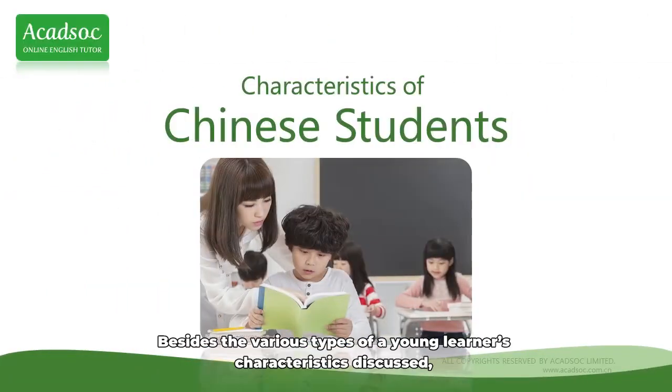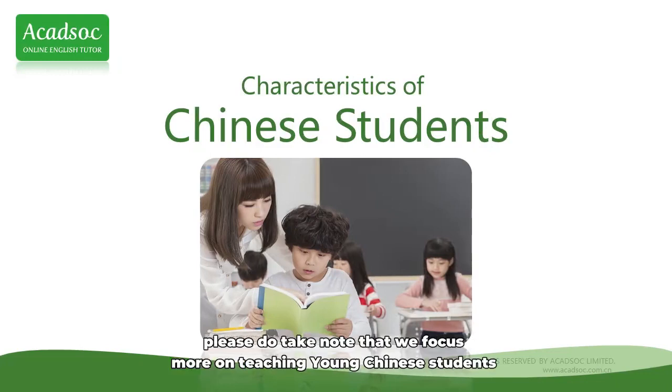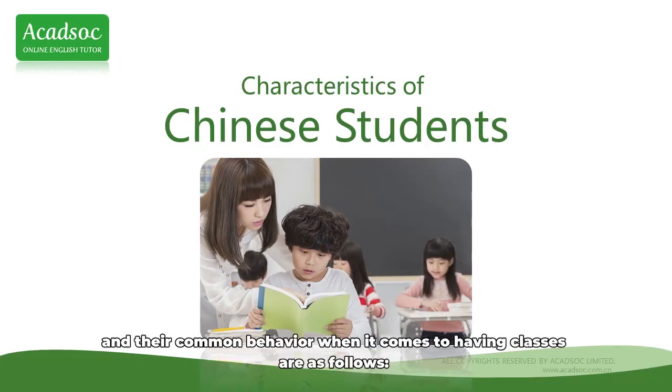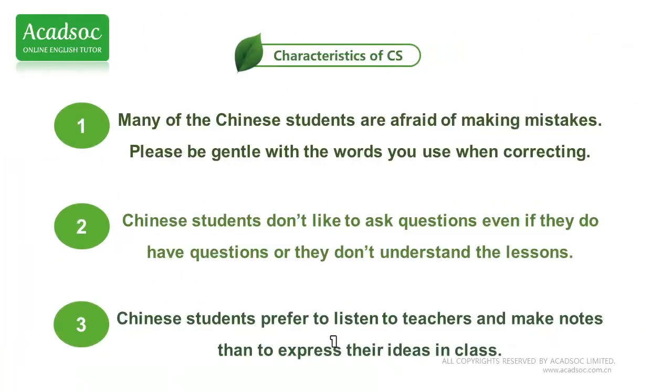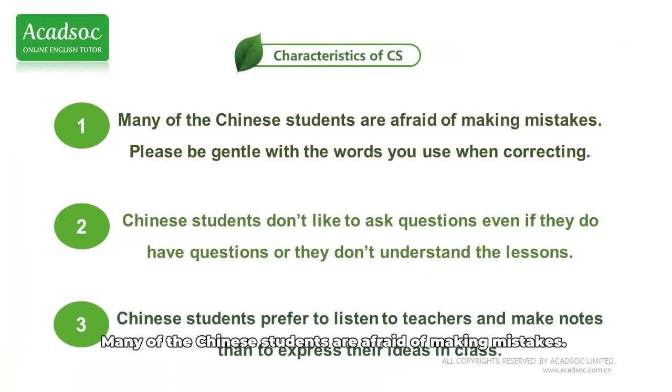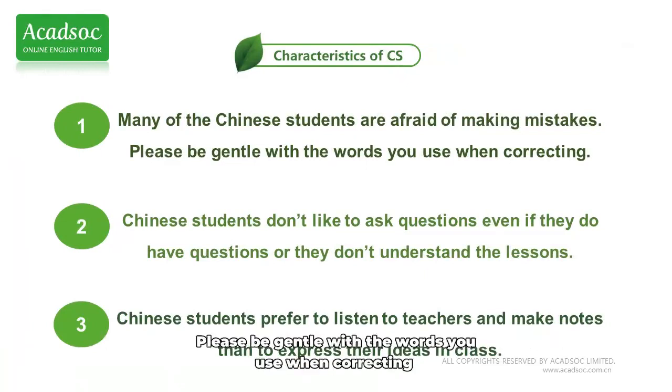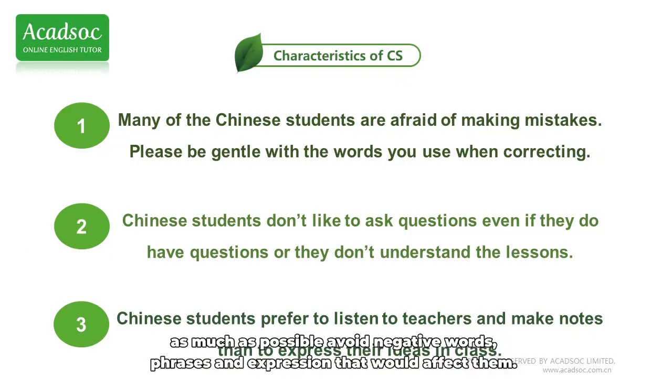Besides the various characteristics of a young learner discussed, please do take note that we focus more on teaching young Chinese students, and their common behaviors when it comes to having classes are as follows. Number 1, many of the Chinese students are afraid of making mistakes, so please be gentle with the words you use when correcting. As much as possible, avoid negative words, phrases, and expressions that would affect them.